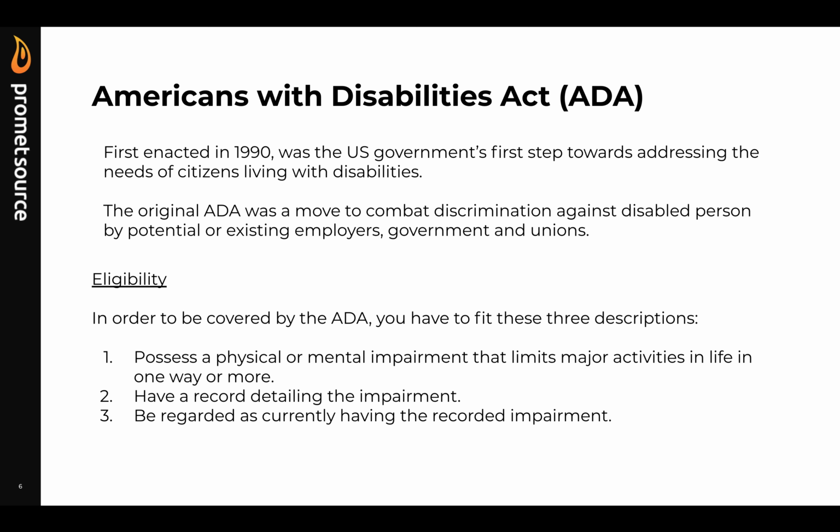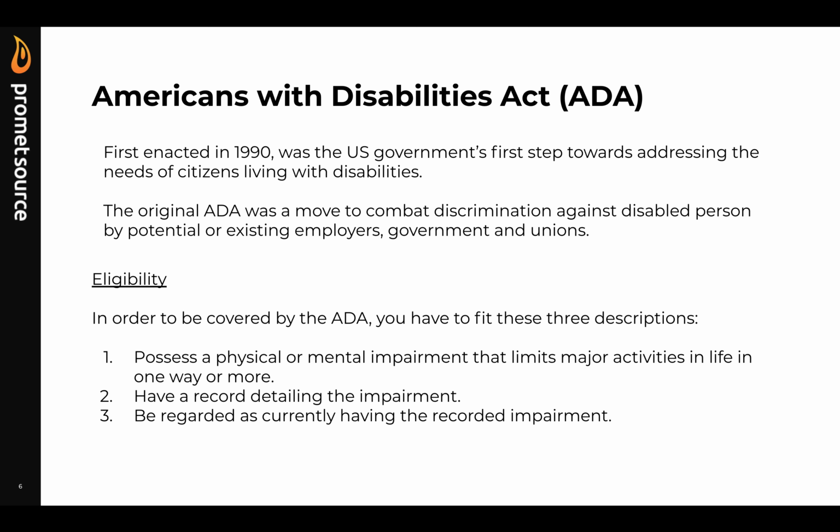The Americans with Disability Act was enacted in 1990 and was the U.S. government's first step towards addressing the needs of citizens living with disabilities. The original ADA was a move to combat discrimination against disabled persons by potential or existing employers, government, and unions.